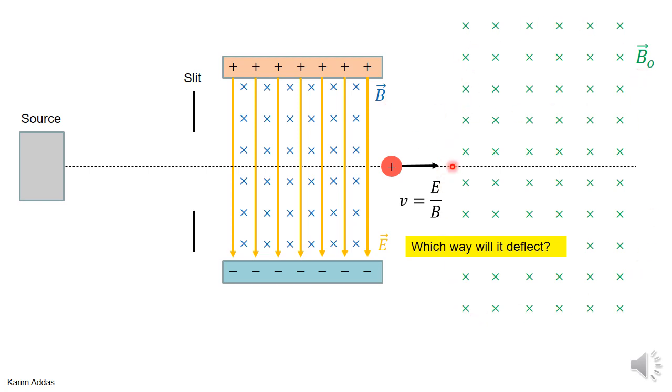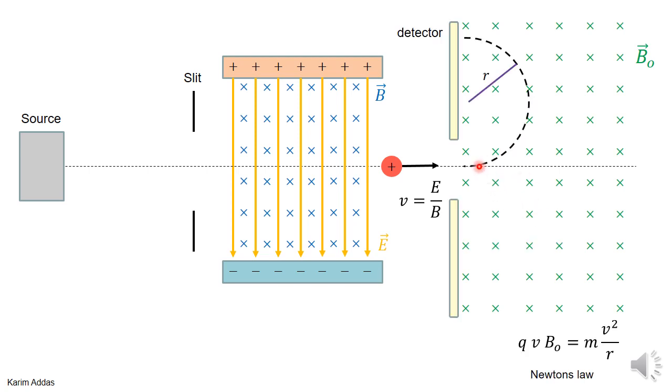And then when the charged particle enters this region, it will move in a circular path. Which way will the particle deflect? Will it go up or will it go down? Well, you should be able to figure out that it'll go up because V cross B is actually pointing upwards. So the particle will deviate and move on a circular path, and then it'll hit.